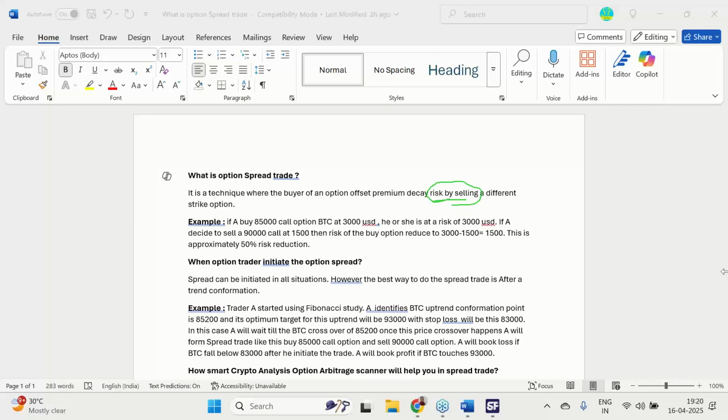Risk. So what happens? You offset that risk, you reduce that risk. If you cannot make it zero, though zero-risk strategies exist, for that you have to continuously put in the effort. Every day adjustment will be there. So here, risk is there, and we are reducing the risk. That is known as your spread trade.